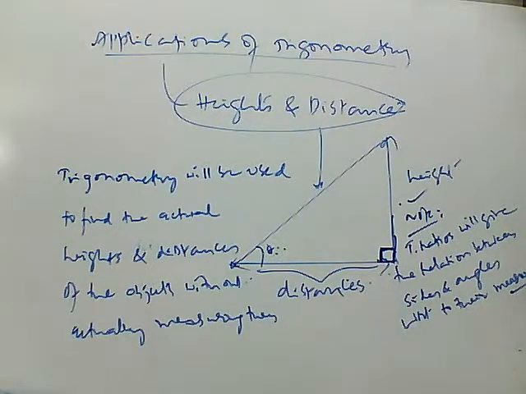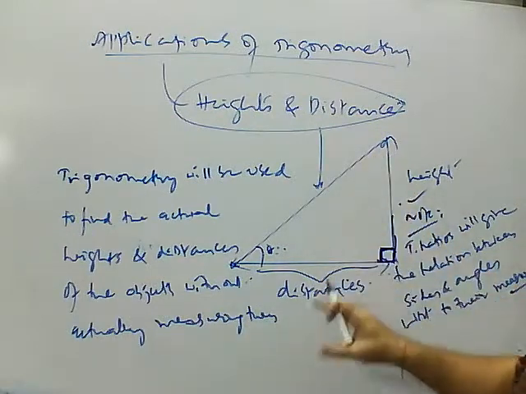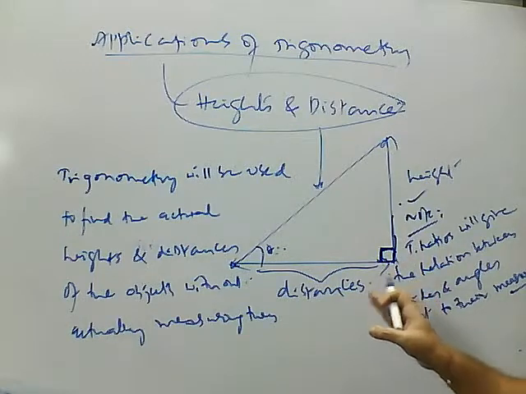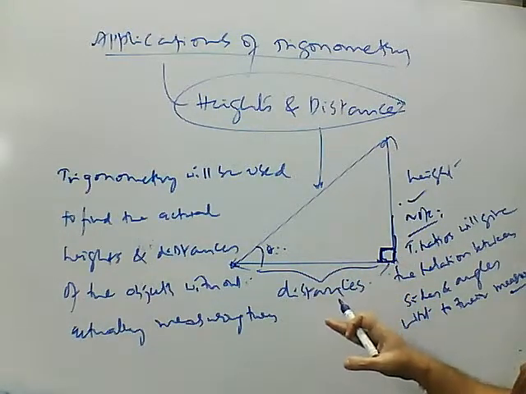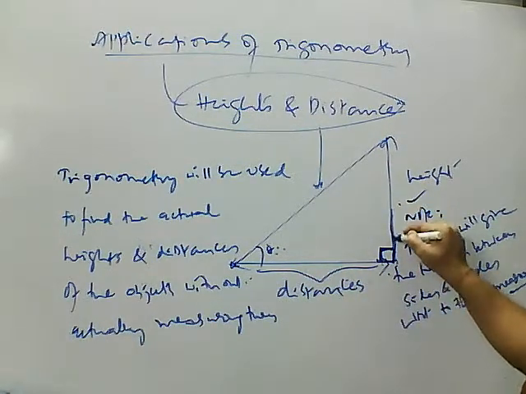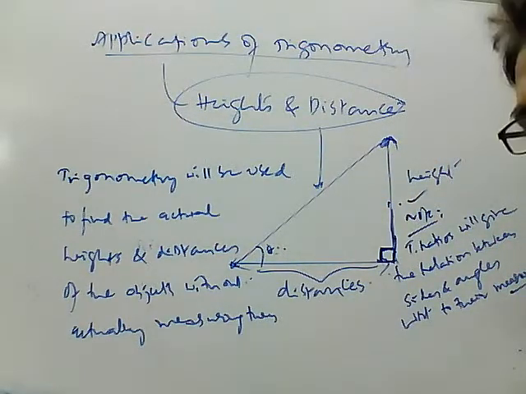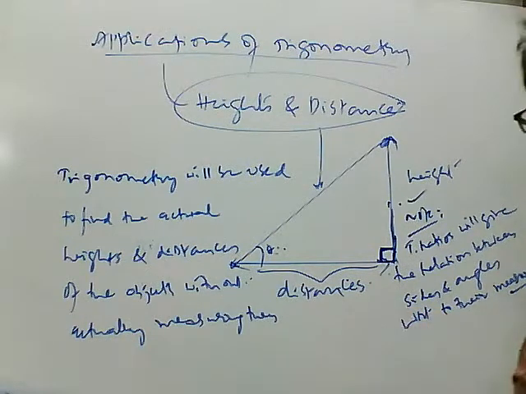We can use any of them to find the unknown thing, to find the height of the tower or the distance of the tower with respect to the base, without actually measuring them. That is called heights and distances. So it is indirectly the application of trigonometry.